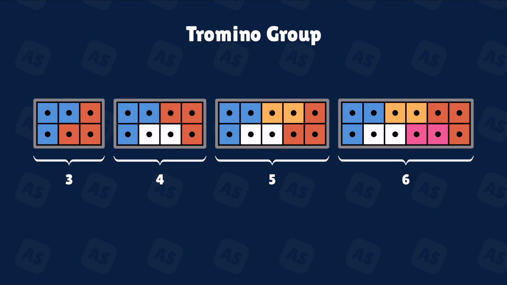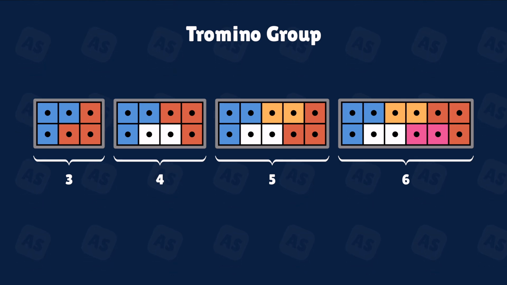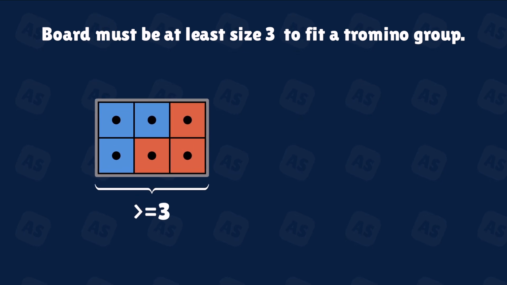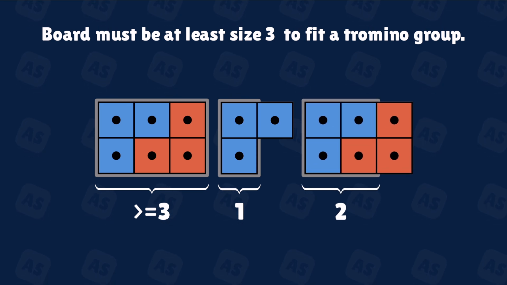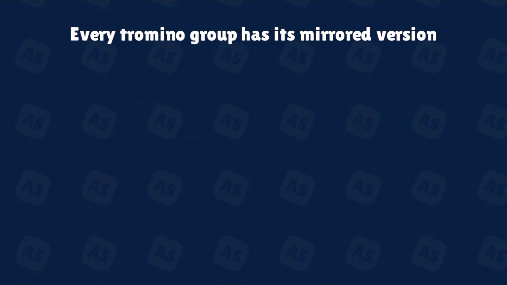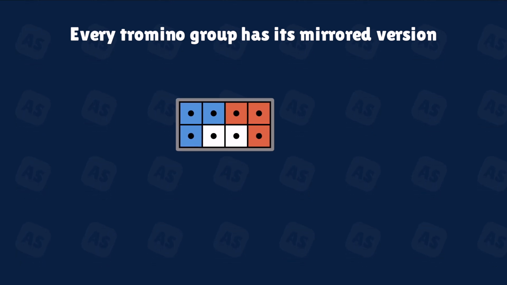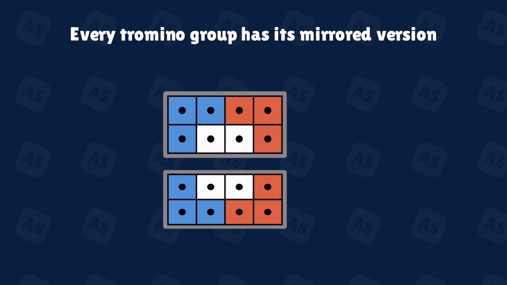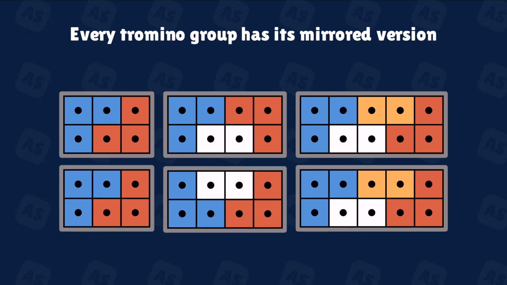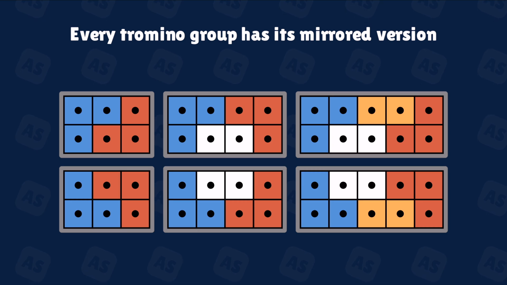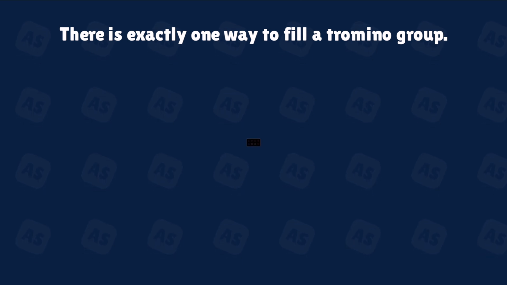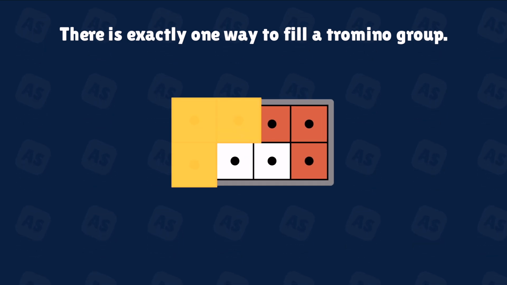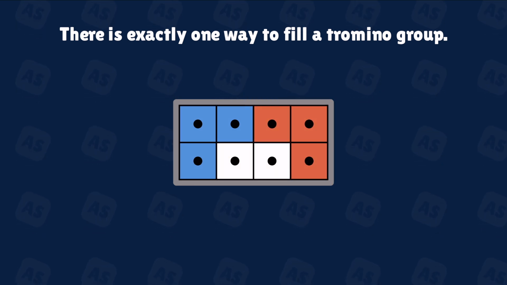The tromino group has some important characteristics. The first one is that the board must be at least size 3 in order to fit a tromino group. Smaller boards of size 1 and 2 just don't have enough space. Next, every tromino group has its mirror version. For instance, on a board of size 4, we can flip it. And this works for any tromino group as well. The last property is that there is exactly one way to fill a tromino group. For example, if we generate a tromino group of size 4, we can be certain that is the only possible configuration. Any other arrangement will be impossible, except for its mirror version, of course.